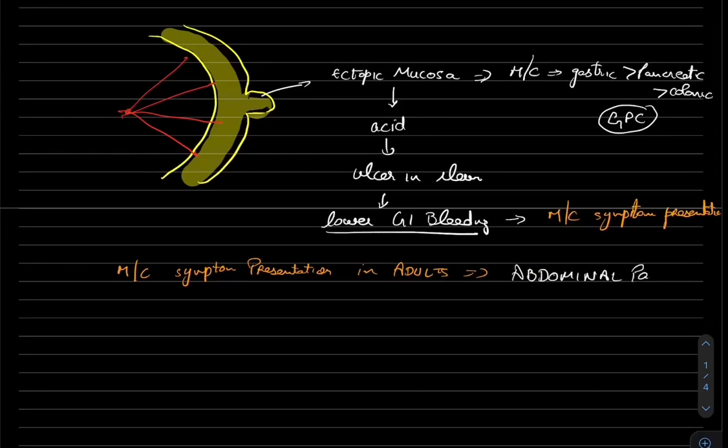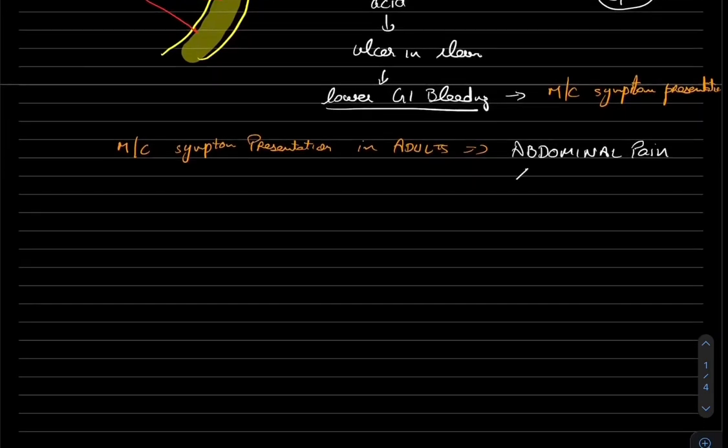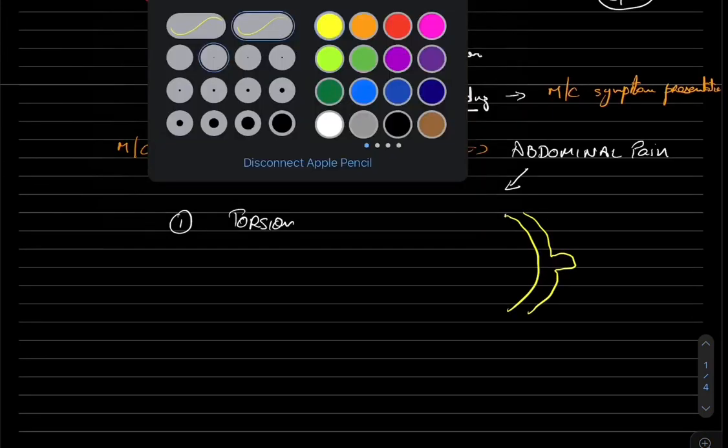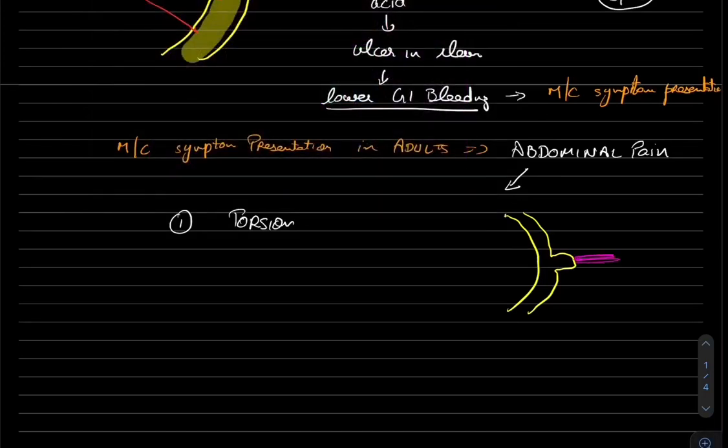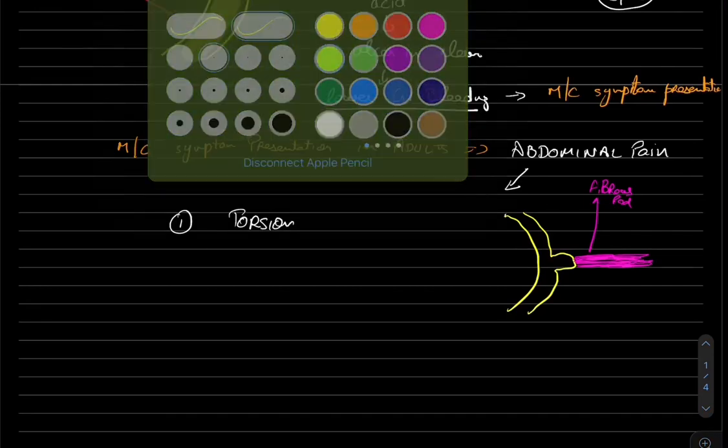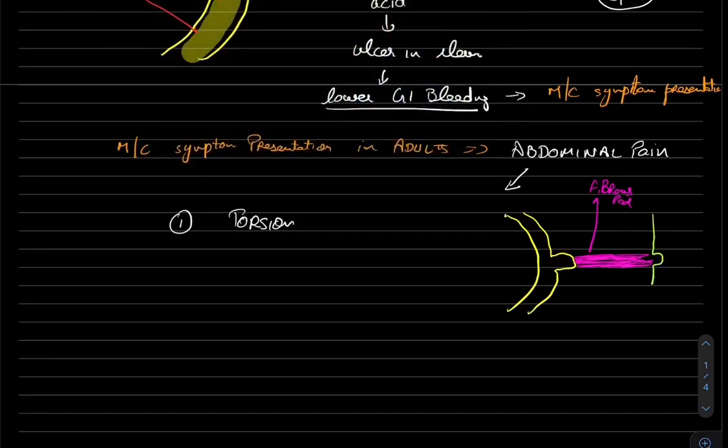Okay. Now, why is there abdominal pain? Causes: number 1, torsion. See, here is the bowel, the diverticulum. It's connected to the umbilicus by a fibrous pad. This is the fibrous pad, and here is the umbilicus. Okay.